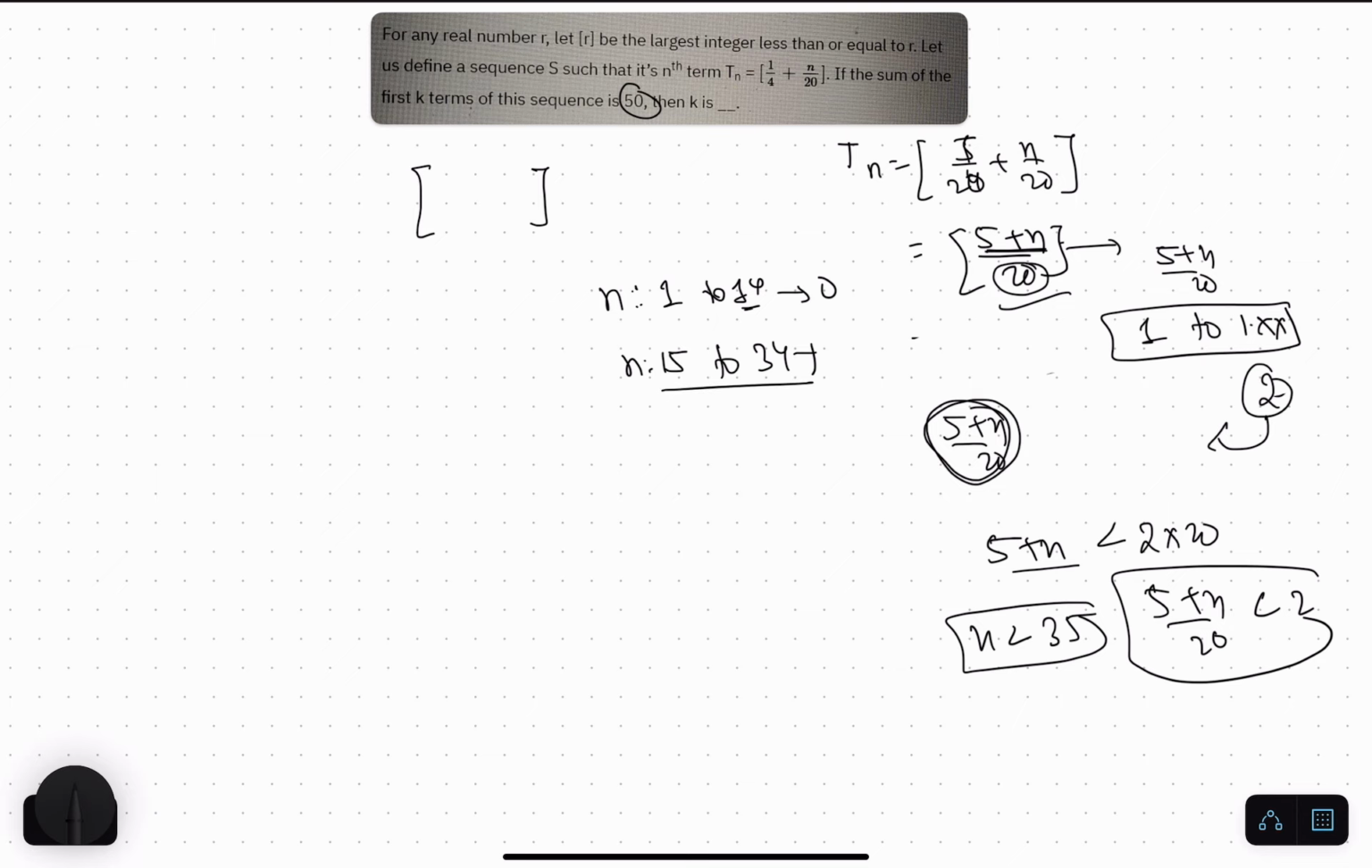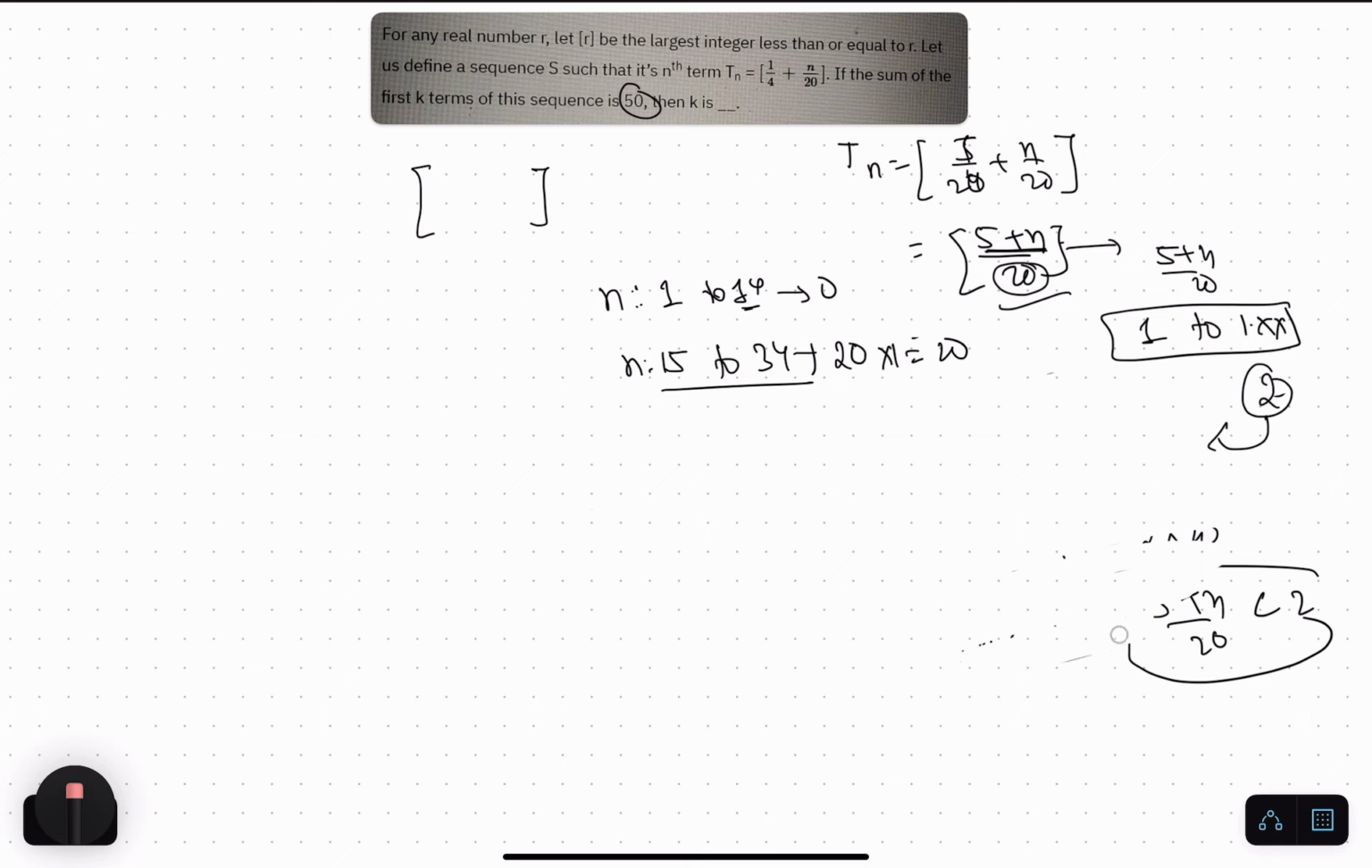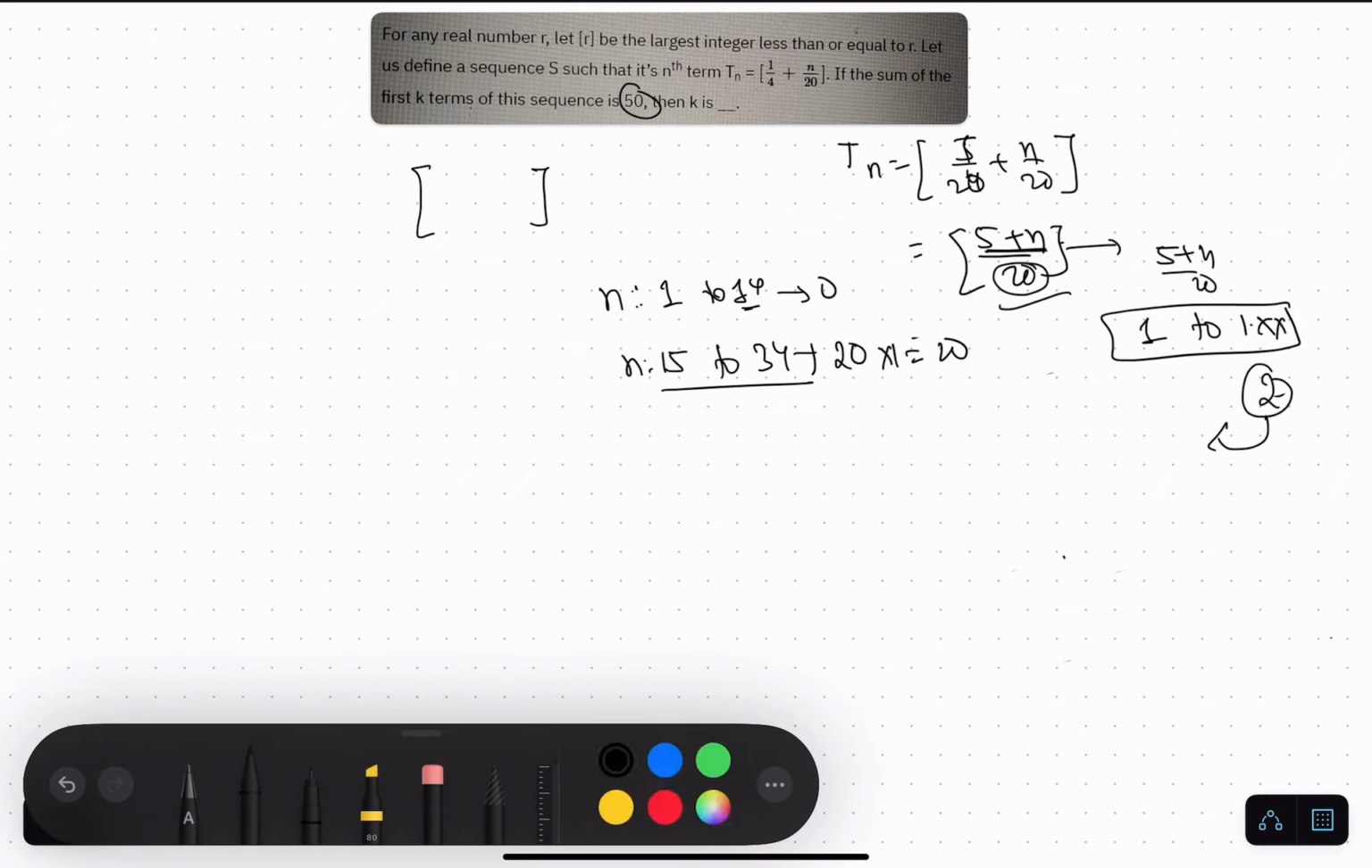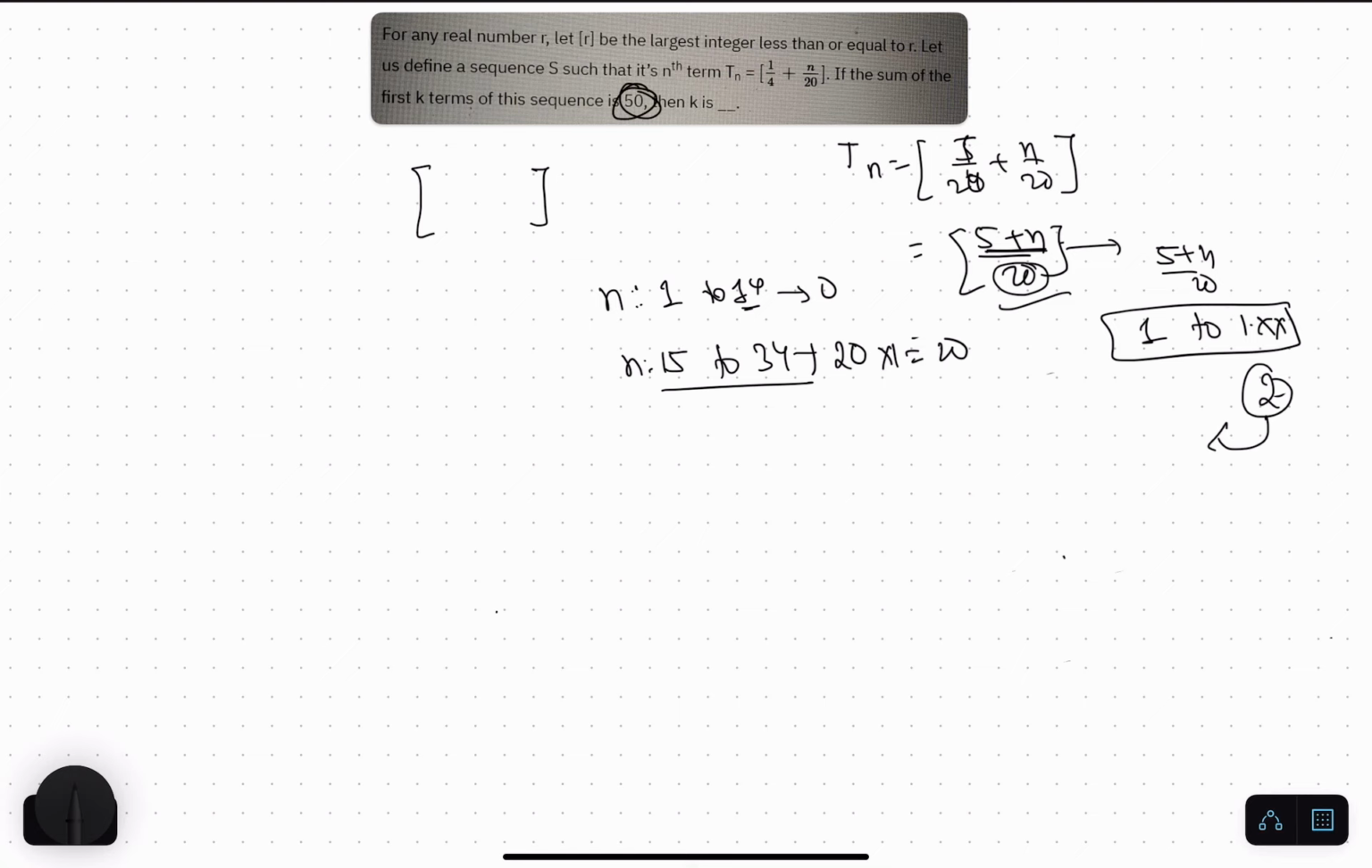How many values from 15 to 34? 34 minus 15 plus 1, so 20 values. So 20 values into 1 gives 20. So starting from n equal to 1 to 34, we'll get the sum to be 20. Now our demand is total 50, which is given, and 20 we have got.